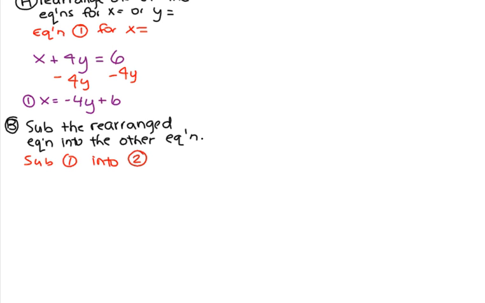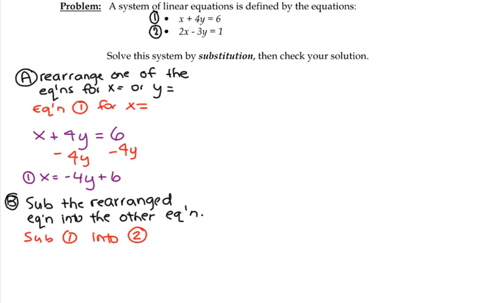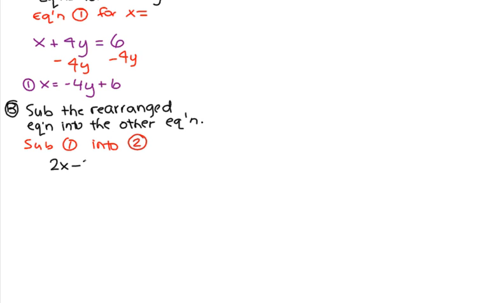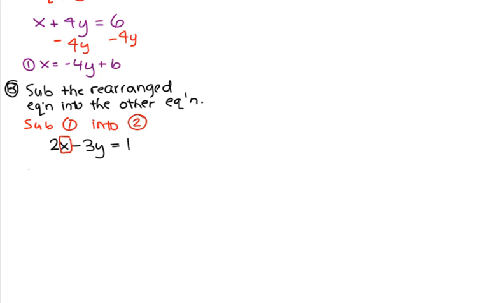So equation 1 is now x equals negative 4y plus 6, and we want to sub it into the other equation, equation 2. What is equation 2? 2x minus 3y equals 1. Because we solved for x in that previous step, we're going to replace the x. Because we had x equals, that's what we want to sub in. So I'm going to replace x. What is x equal to? Negative 4y plus 6. That's what x is equal to.